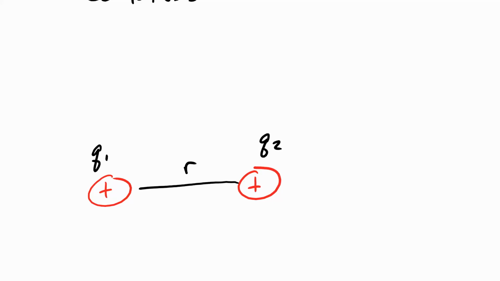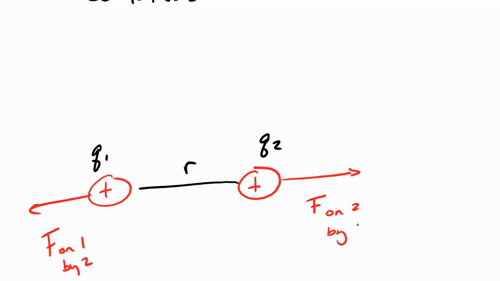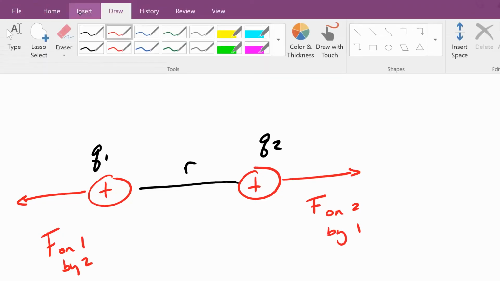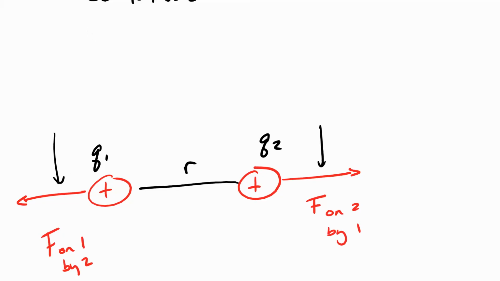Now, we know from the discussion we had before that Q1 is going to be repelled by Q2. So this is the force on 1 by 2. And Q2 is going to be repelled by Q1. As to why they're Q's, don't ask. Now, if we were very careful with our measurements, we would notice that these forces act along the line connecting the two charges. So they get repelled directly away from each other. There's no curving, no nothing.